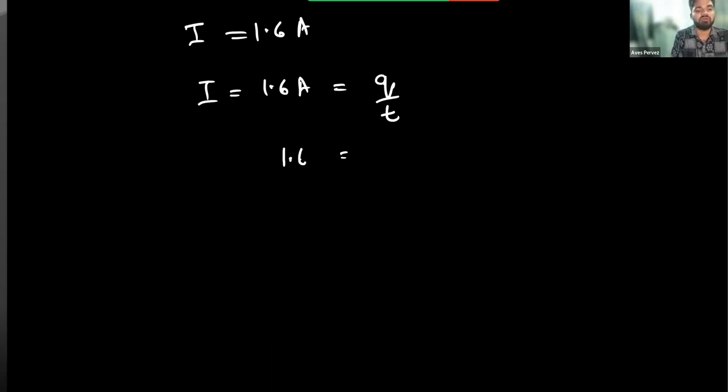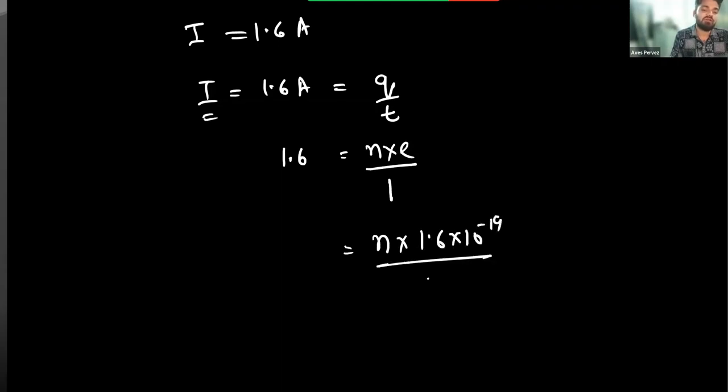So you can write I is 1.6 and Q is N into E upon T, where T is 1 second. So N you need to calculate. N is equal to 1 into 1.6 upon E, which is 1.6 into 10 to the power minus 19. Calculate the value of N.